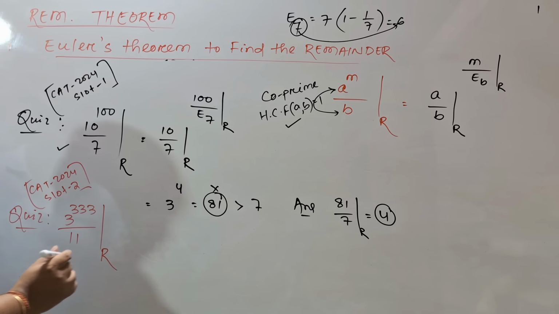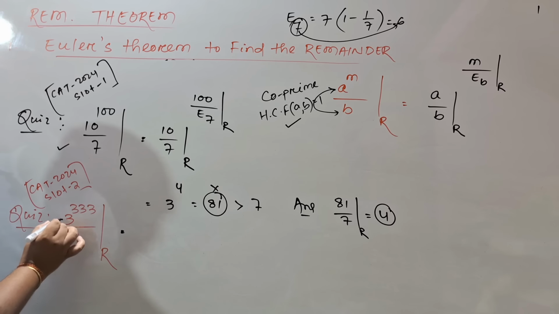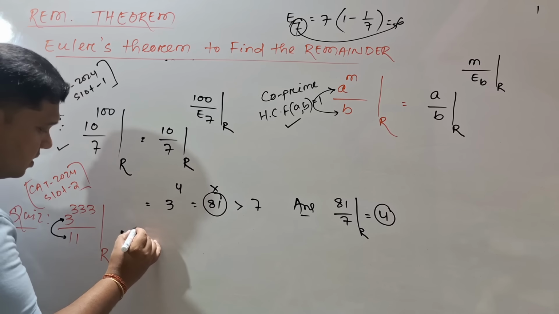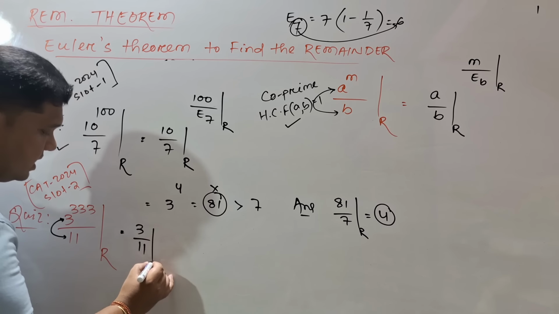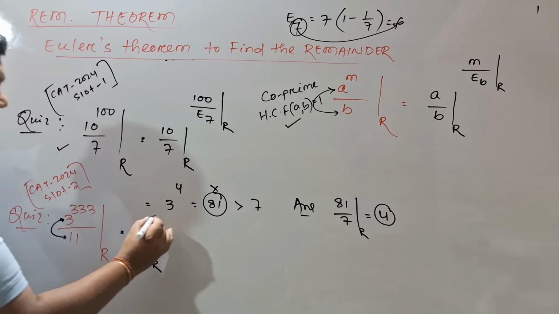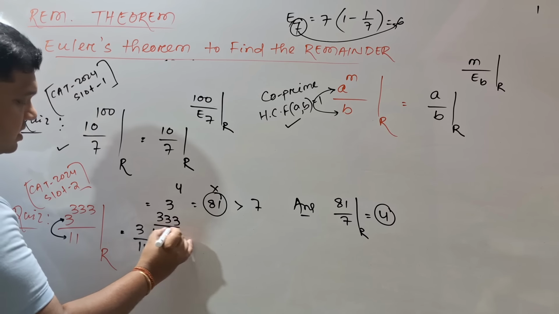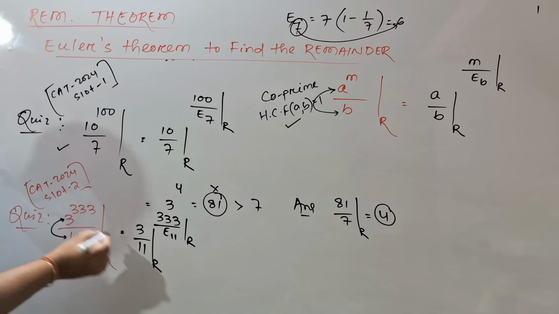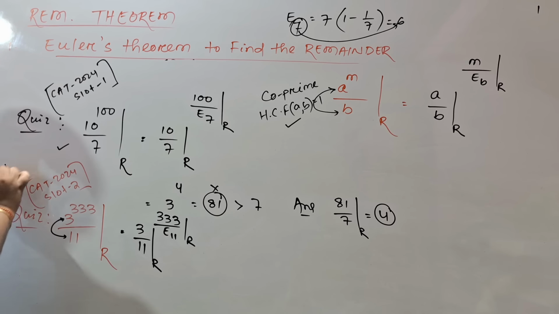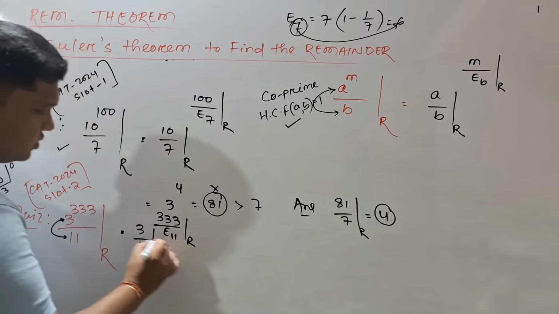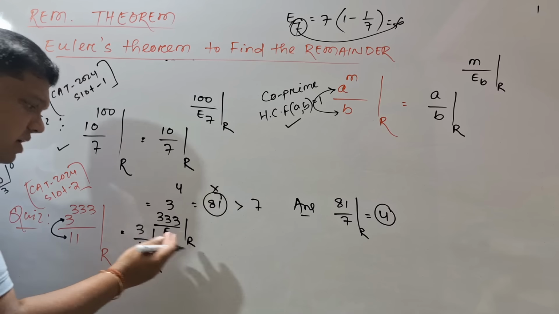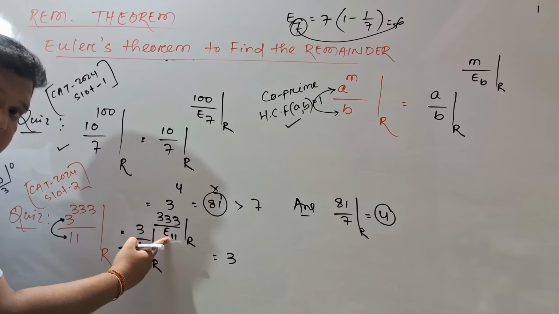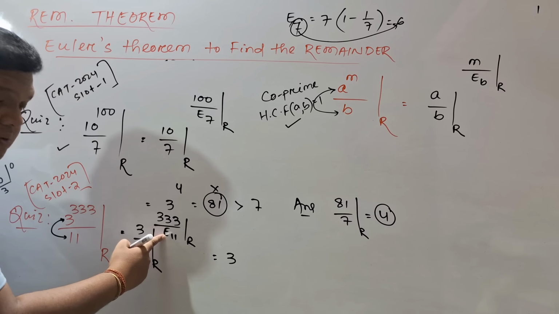I will solve next. Now here again, first of all check 3 and 11. Co-prime? Yes. If it is co-prime, then apply Euler's theorem. 3 when it is divided by 11, find the remainder. Step number 1. And here power is 333. When it is divided by Euler's number of 11, find the remainder. So 2 steps are there. 3 by 11, 3 divided by 11. 11 into 0, 0. Remainder is what? 3. So here when a smaller number is divided by a bigger number, remainder is always the smaller number. So this is 3. And Euler's number of 11. 11 is a prime number. So number minus 1. So Euler's number of 11 is 10.